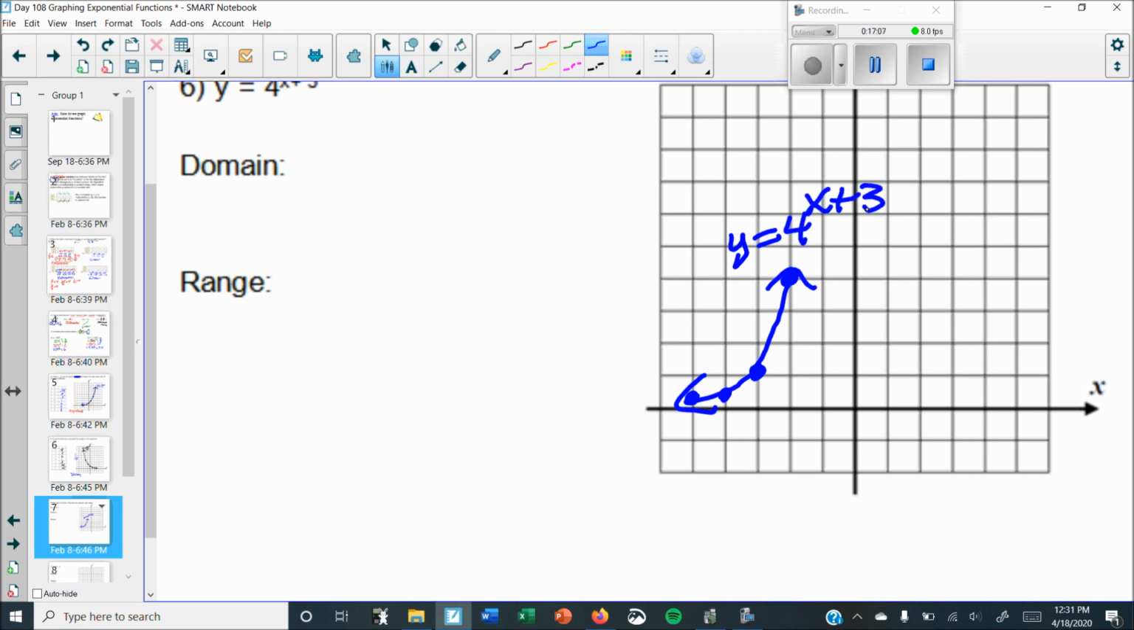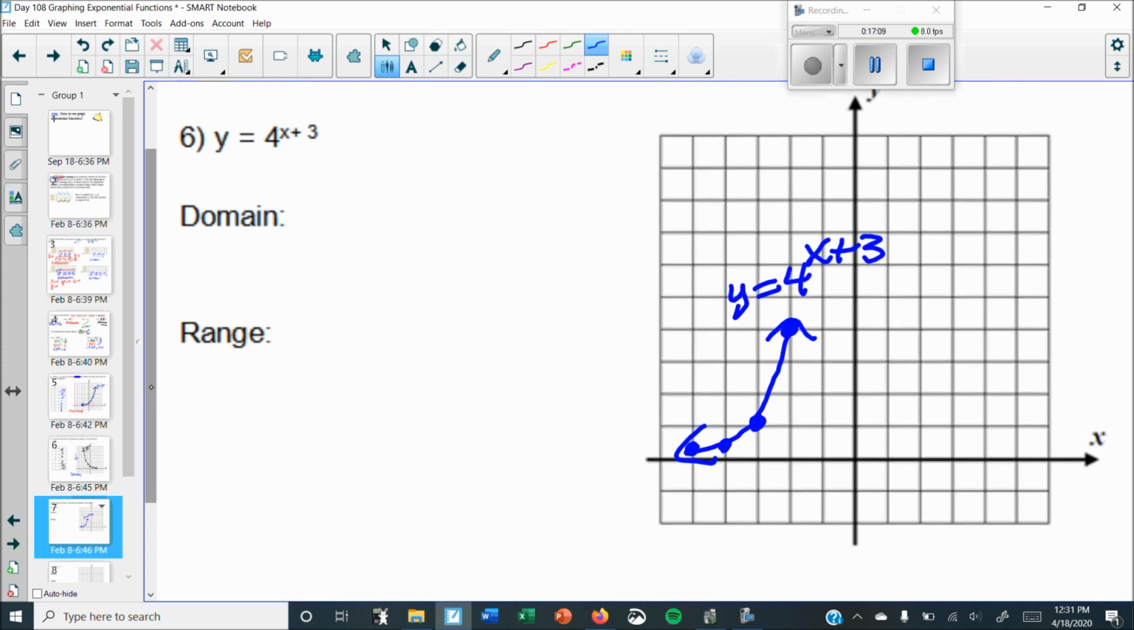Now it's asking for domain and range. Domain is easy for these. Range you might have a little trouble with. So do you see arrows in both directions? Anytime there's a graph with arrows in both directions, your answer is going to be all real numbers because it's going on forever in both directions. So if it's going on forever in both directions, then it's just going to be all real numbers.